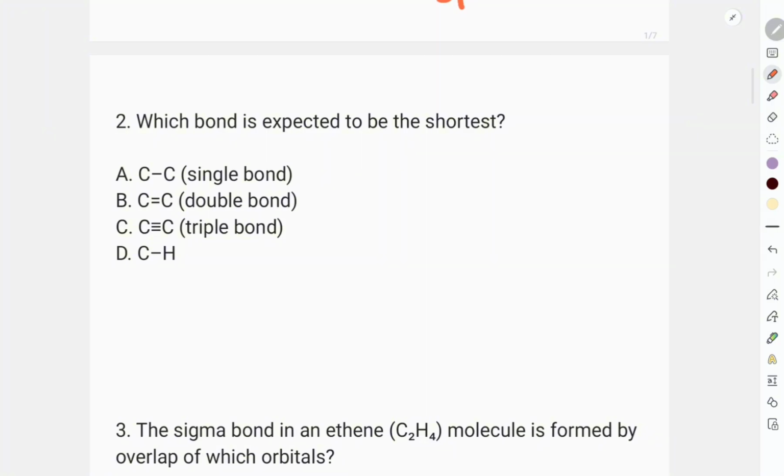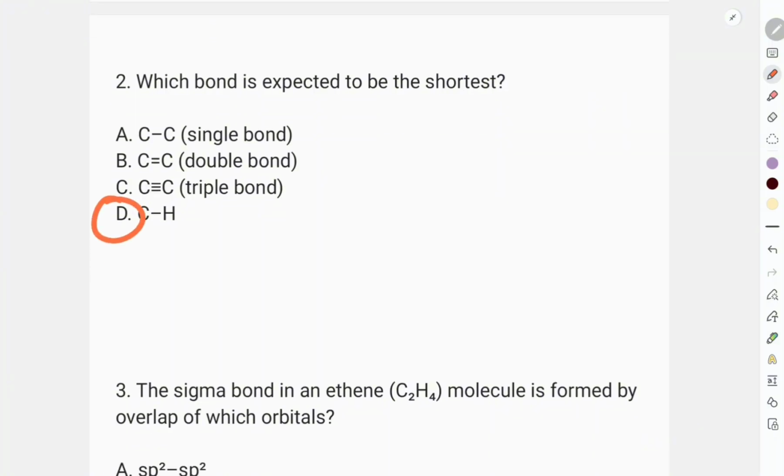Okay, great. So for question 2, it says which bond is expected to be shortest. Now, you might be tempted to choose answer C, which is the triple bond, because usually bonds with more bonding would make it shorter, right? But D has a carbon single bonded to hydrogen. And because hydrogen is way smaller than the carbon atom, this would make this bond really short. And that would actually be our answer.